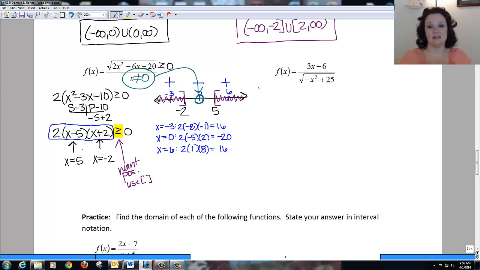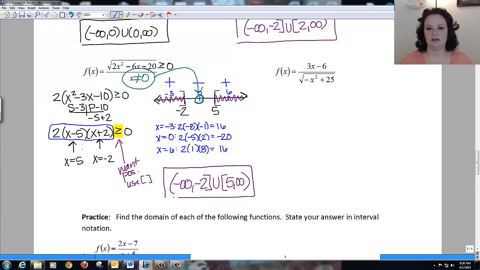Because 0 is not in my shaded area. If it was in my shaded area, then I would have to take it out using parentheses. But here, since it's not, I don't even worry about it. So this means my solution would be from -infinity to -2 with a bracket, and then from 5 on out to infinity. Okay. Let's look at one more, and then y'all can try some.